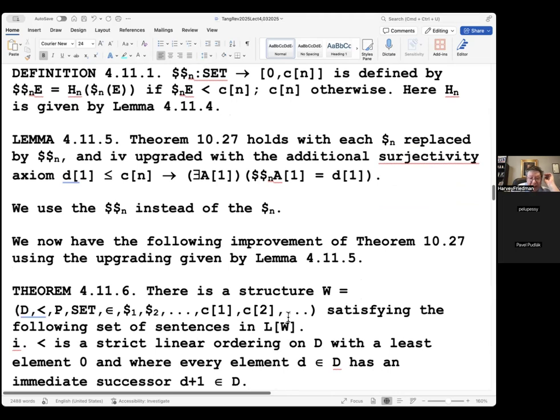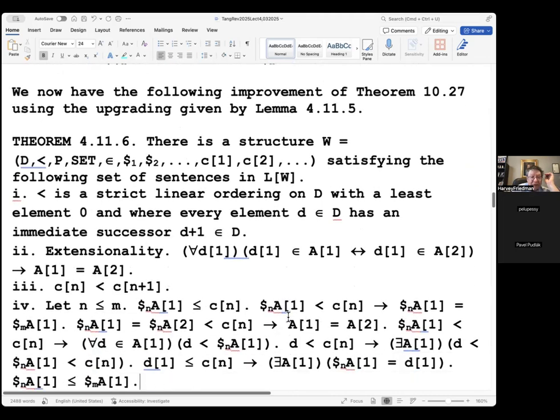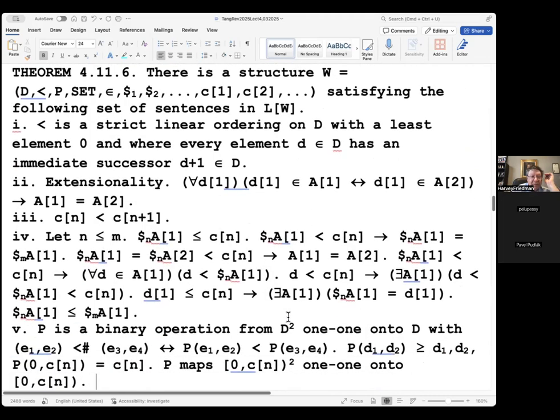And then we have the following official improvement. Now, this time I'm not going to sugarcoat it with nice English. I'm going to state it the way it actually is stated in the text. There's a structure W, just as I said. We have extensionality. These are increasing. We have strict linear ordering and successor and least element 0. We have the stuff about the dollar signs here, except that this says there is a structure W.